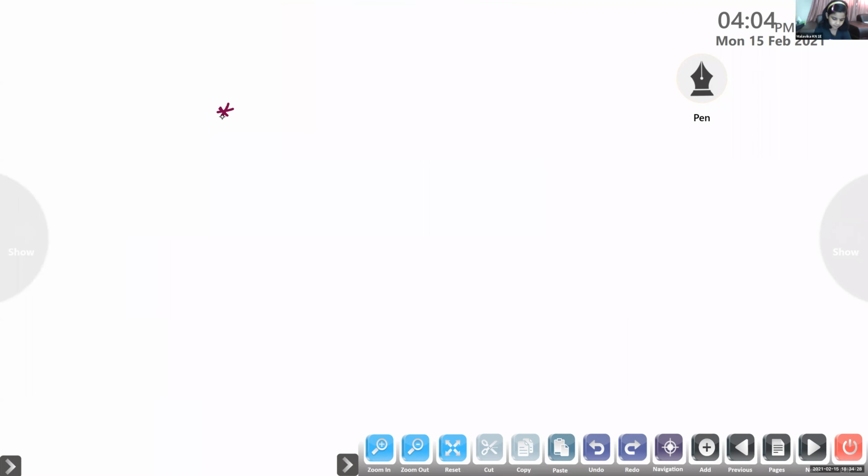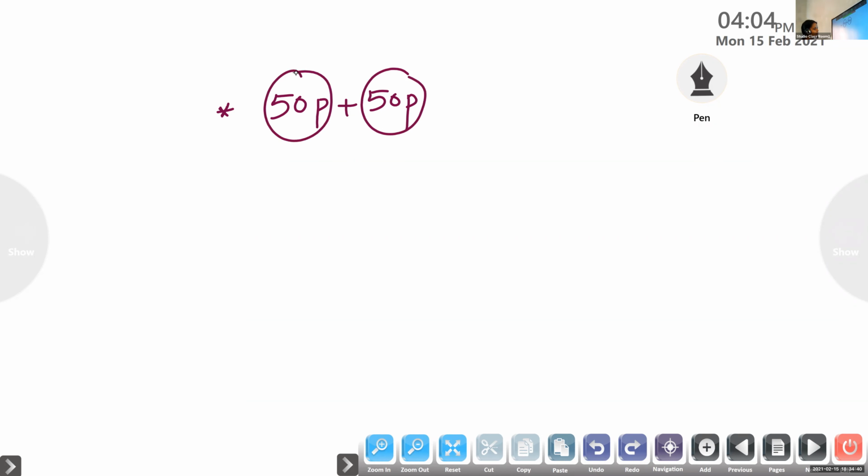Okay, now let us write 50 paisa plus 50 paisa. That means these are coins. Please write. 50 paisa plus 50 paisa. What's the total paisa? 100. So we can write 100 paisa. 50 paisa plus 50 paisa is equal to 100 paisa.